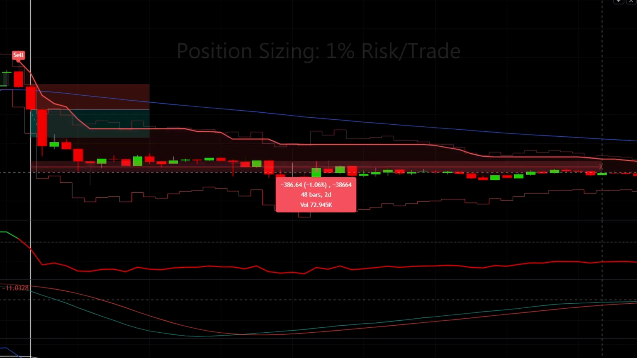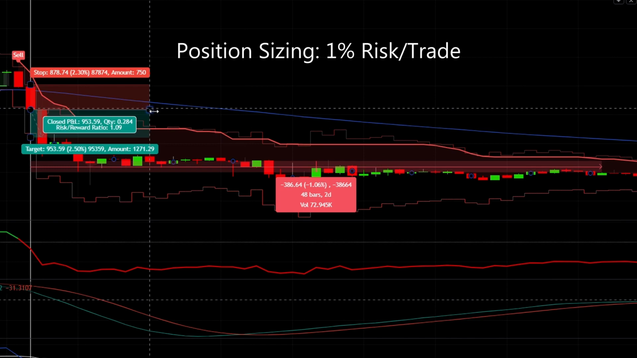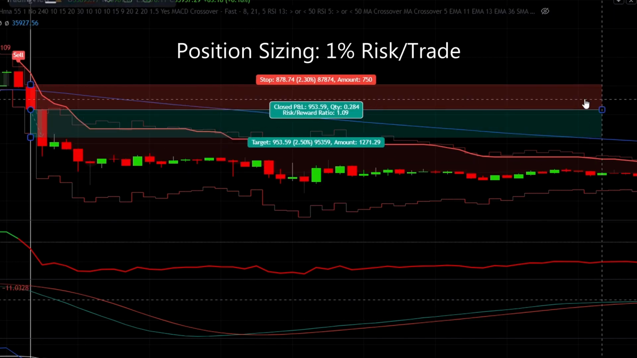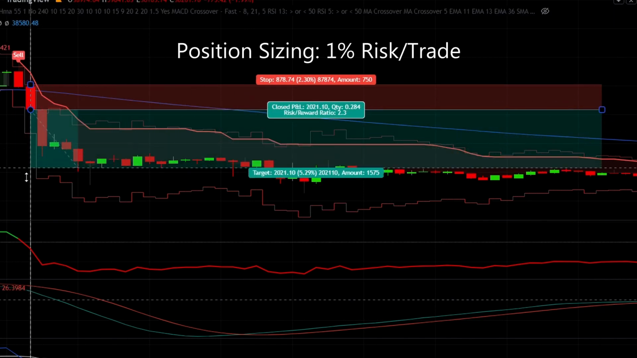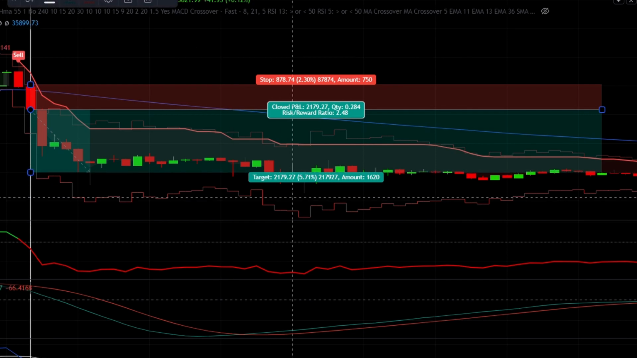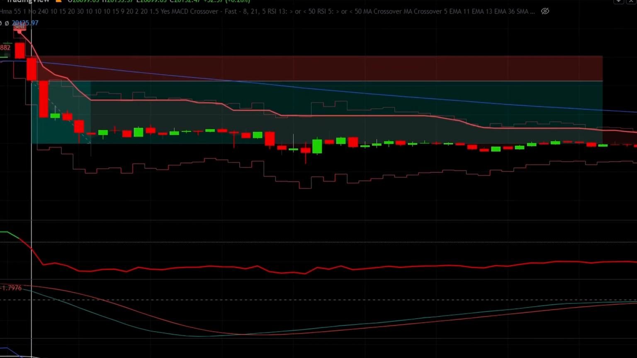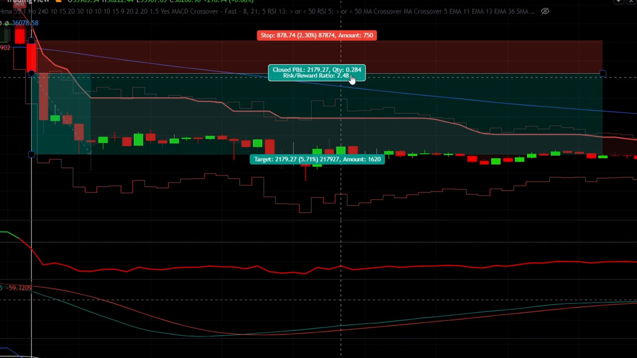One last thing, the position sizing is always 1% risk per trade, meaning on every trade we are willing to risk to lose 1% of our total account balance. Of course, our premium trading scripts calculate this value automatically, making trading easier for you.